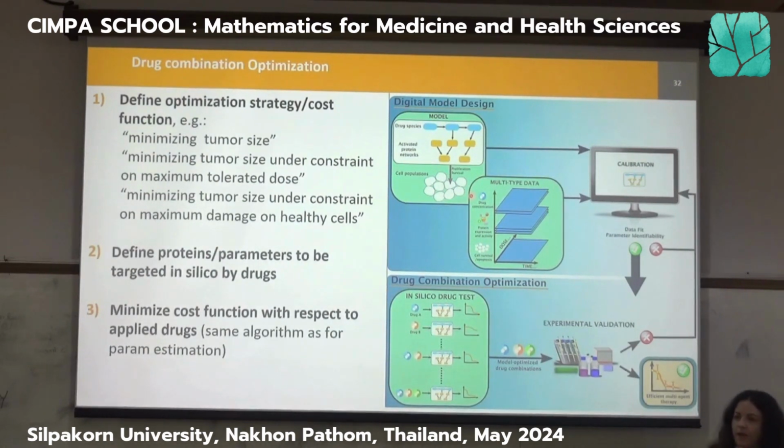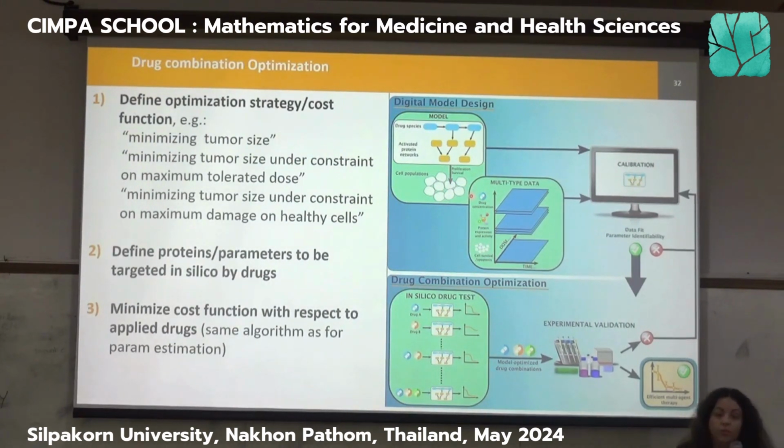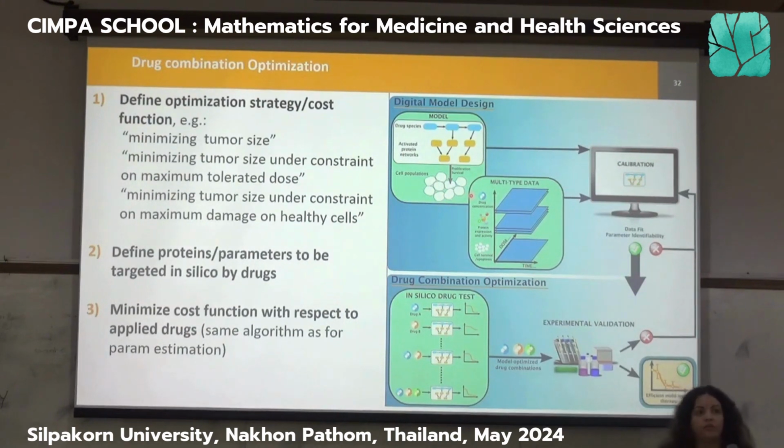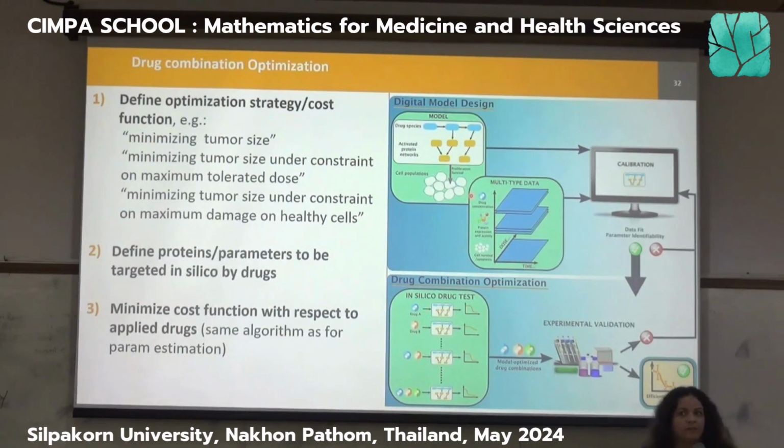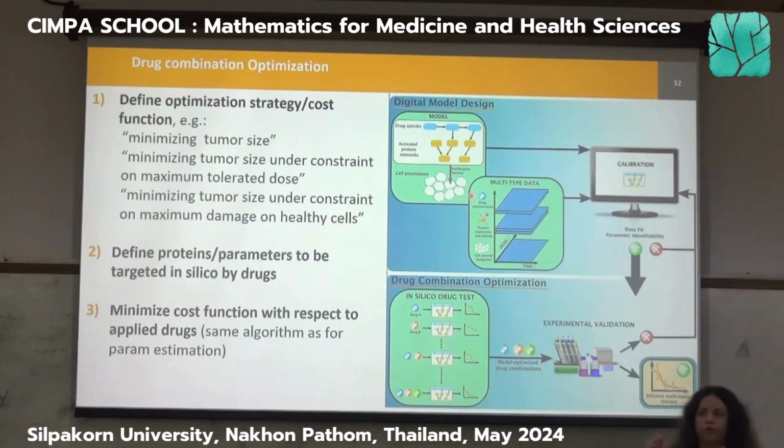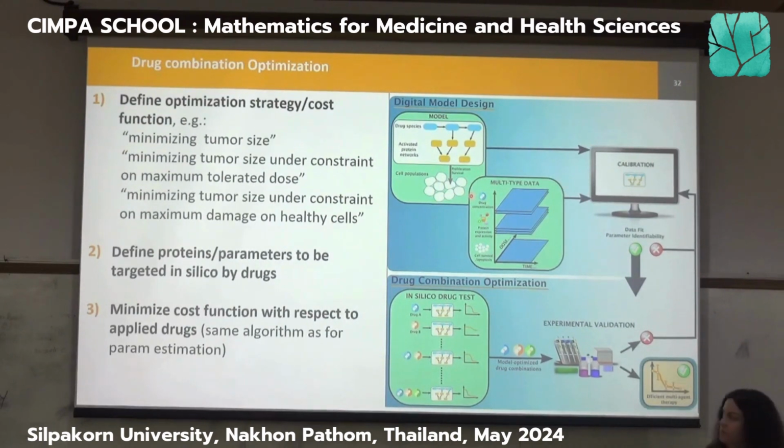my tumor size. But of course, this is not really realistic because you all know that the disease and in particular the tumor is within the patient, and you have to make sure that you don't kill the patient. I mean, that's the minimum you can do, right? So basically, you can translate that into a constraint on the dose. So you would like to minimize the tumor size under the constraint of the maximum tolerated dose. I don't want my dose of this drug to go above, for instance, 100 micromolar.